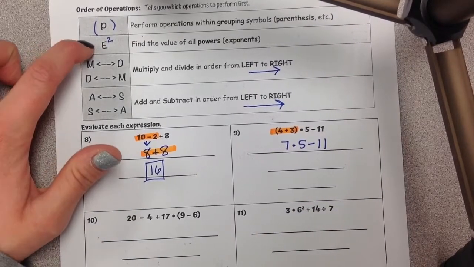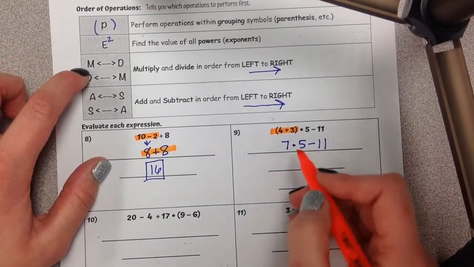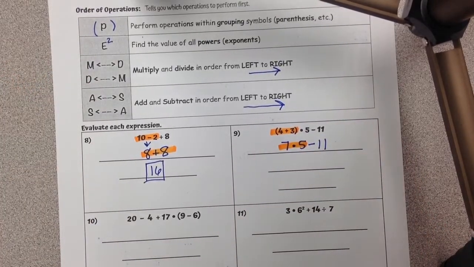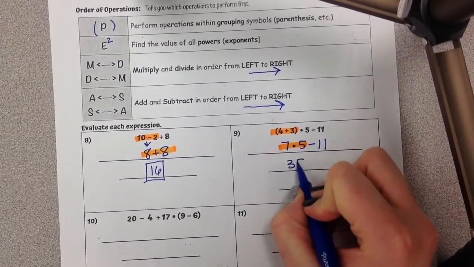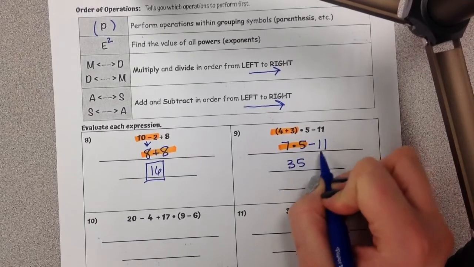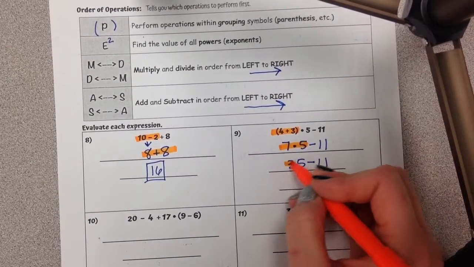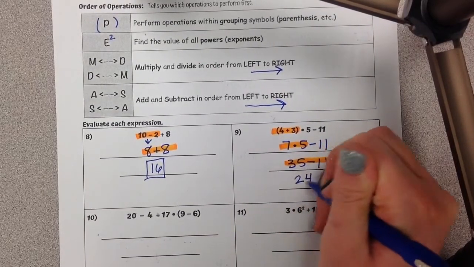There are no exponents, so I'm moving on to multiplication and division. I have multiplication, so that is what I'm going to do next. So I have 7 times 5 equals 35. I'm going to copy this down, minus 11. And then that's my last step, 35 minus 11, which is 24.